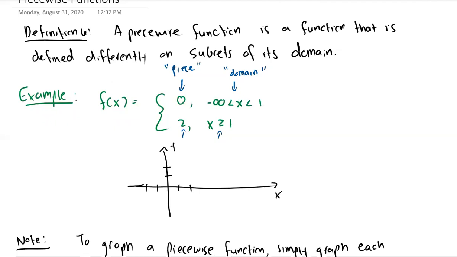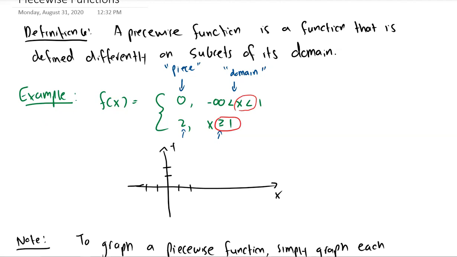Now let me graph this one for you real quick. Other than that, the only thing you have to be careful of is whether you are using just less than or greater than signs, or less than or equal to and greater than or equal to signs. That's the only other thing you have to be careful of when you graph these things. So let's say I want to graph this function.